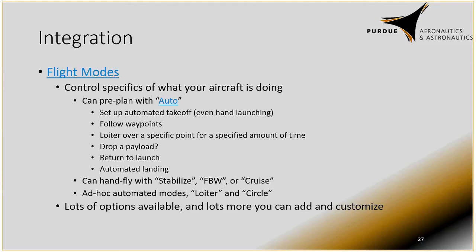So flight modes, there are a dozen maybe in Mission Planner that you can choose from. Auto does your mission plan for you, right? You can set up an automated takeoff, follow waypoints, loiter, drop payloads, anything like that. You can even automate landing. If you're going to automate landing, I would say be careful with GPS altitude. Barometric may be better, but you may need actually to even add a LiDAR to get more precise on it. You can hand fly with stabilized fly-by-wire cruise. And then these ad hoc ones where you can essentially flip a switch and it will set up an orbit above the point at which you flip the switch.